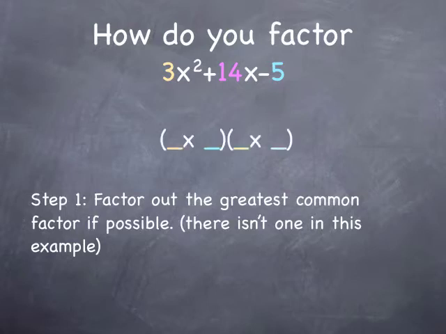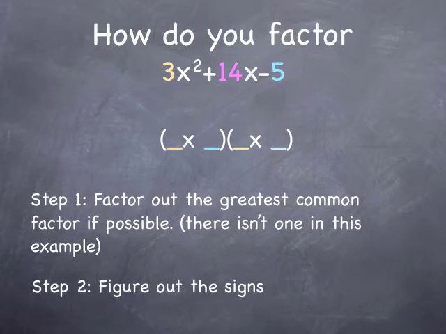I know that I'm going to be able to break this trinomial up into the product of two binomials, something x plus something times something x plus something. Step 2 is to figure out, in these two binomials, what are the signs going to be? Is it going to be something x plus something, something x minus something? Where do the pluses and the minuses go?